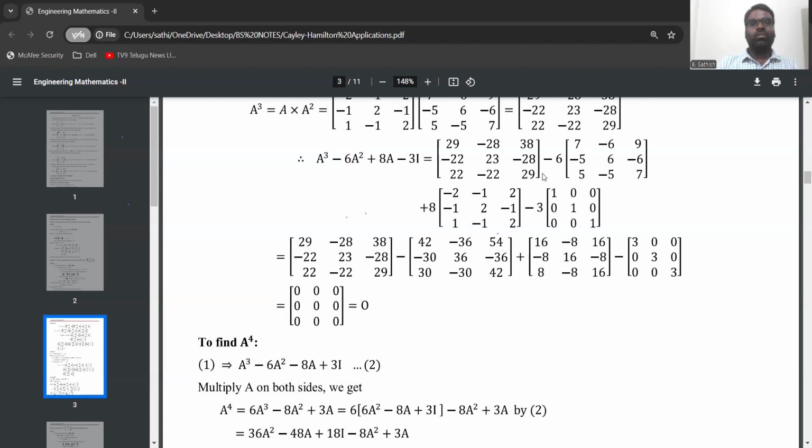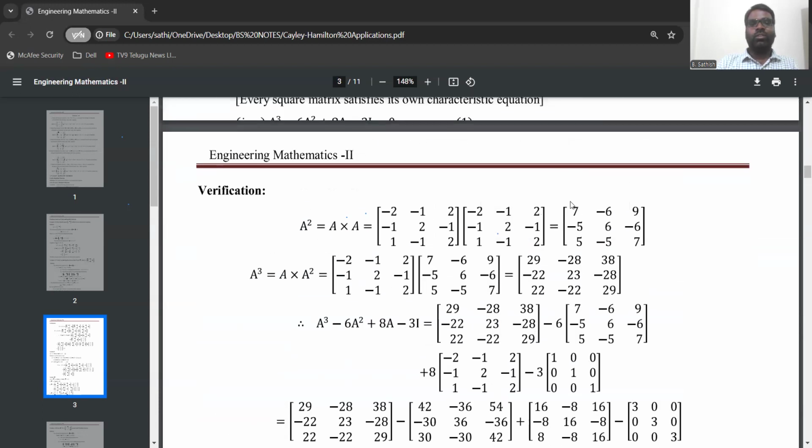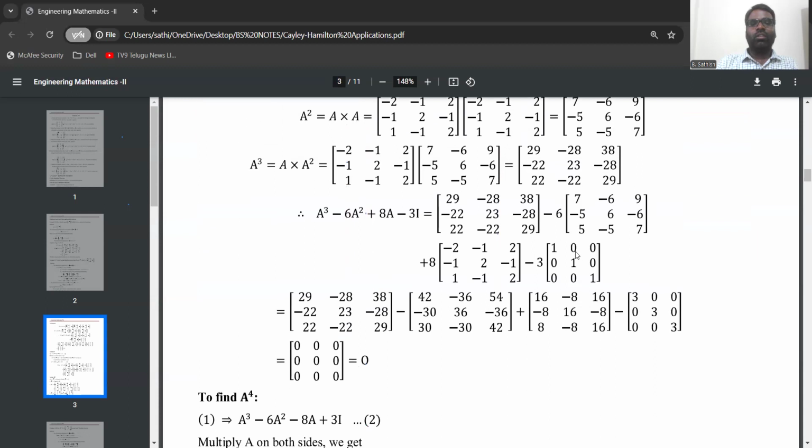Next, minus 6 into A squared, whose value is 7, minus 6, 9. So substituting all these values in the place of A squared, that is minus 6 into 7, minus 6, 9, the first row elements. Second row elements are minus 5, 6, minus 6, and third row elements are 5, minus 5, 7. Next, plus 8 into A, that is the given matrix, we substituted here. Next, minus 3 into the identity matrix with order 3, that is 1, 0, 0; second row 0, 1, 0; third row 0, 0, 1.